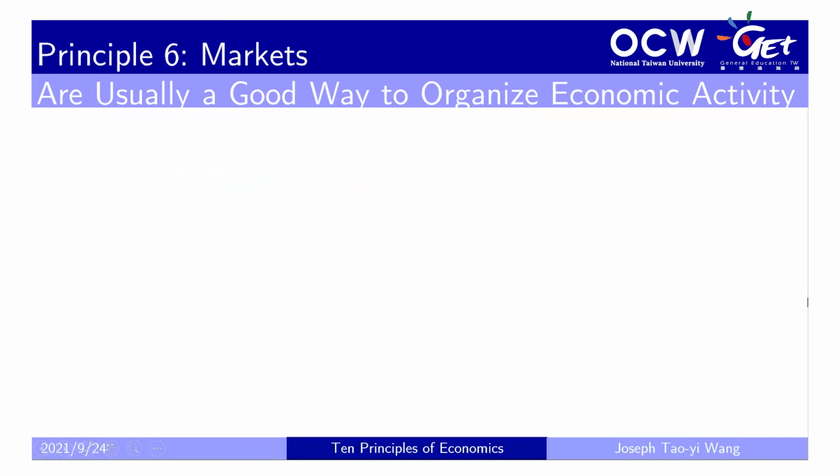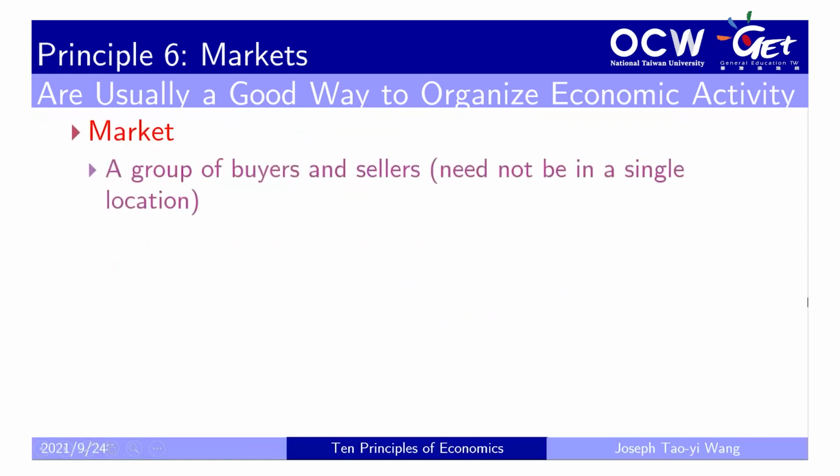So that's principle 5. Principle 6: markets are usually a good way to organize economic activity. A market is a group of buyers and sellers. This may or may not be in the same location. If you think of, say, eBay or Shopee or Taobao, these online trading platforms, the buyers and sellers are not in the same physical location. They are on the same platform, that is true.